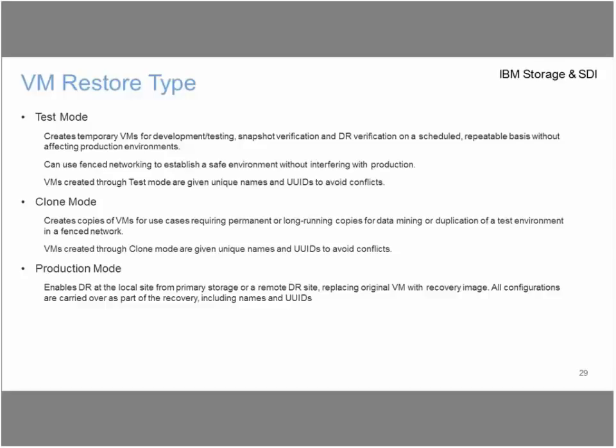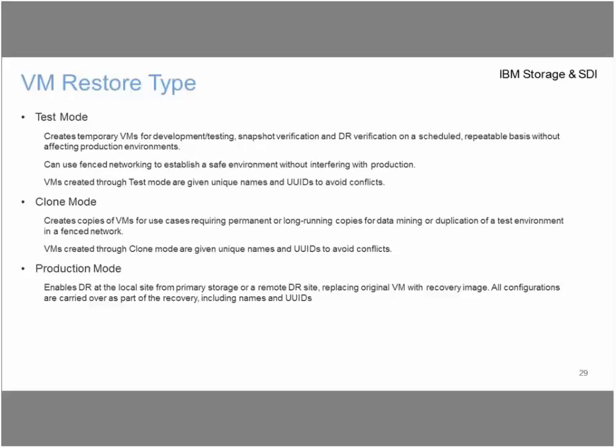Finally, you have what's referred to as a production mode restore. The production mode restore is going to essentially overwrite the original VM with this point-in-time image that you have selected. So when you choose to do a production restore, you don't have a choice of where that restore is going to go. It is only going to go back to the original source, overwrite the original VM with this point in time.